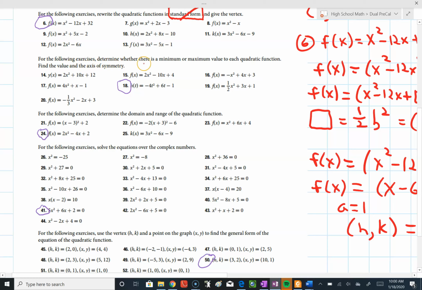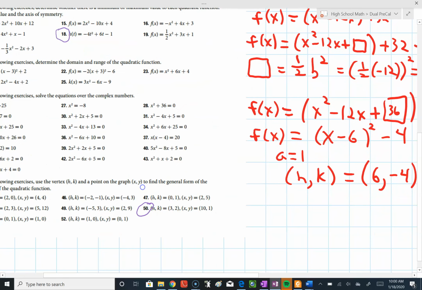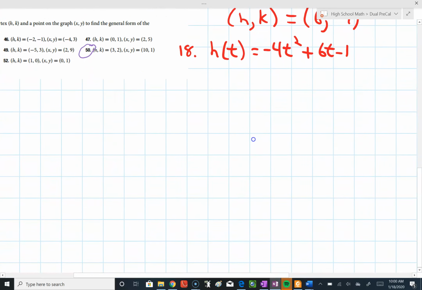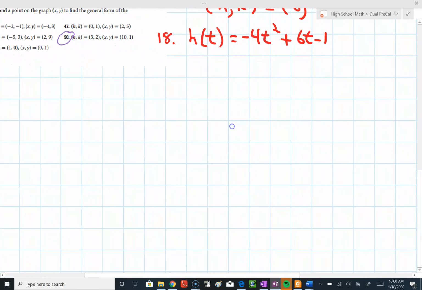All right, next, number 18. For the following exercises, determine whether there is a maximum or minimum value. Find the value of the axis of symmetry. So number 18, we have h of t is equal to -4t squared plus 6t minus 1.